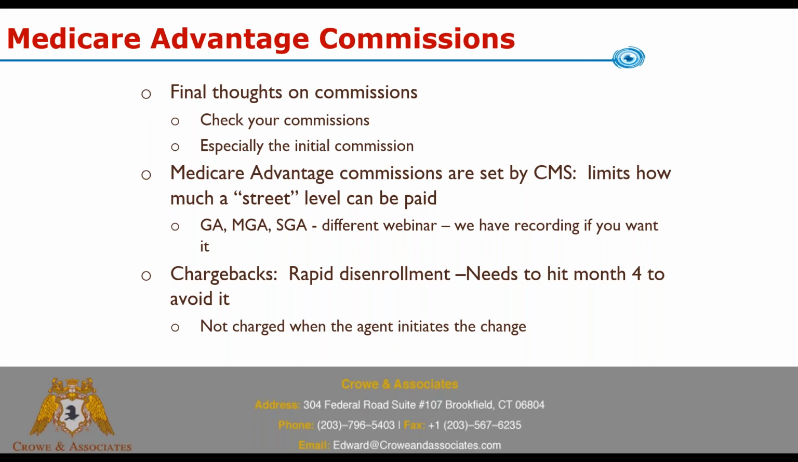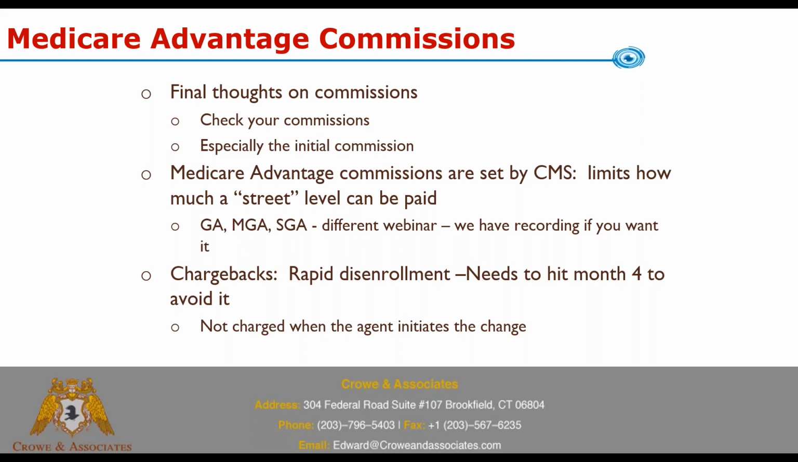Chargebacks, rapid disenrollment. So the key thing with a rapid disenrollment is if your case terminates, doesn't stay on the books into the 4th month, you're not going to get a prorated chargeback. You're going to get charged back everything. It's going to be a rapid. That's the difference. And I used to say to people, rapid disenrollment, they got to stay enrolled for 3 months, but they don't. If they disenroll at the end of the 3rd month, it's going to be a rapid. They got to get into the 4th month to avoid a rapid disenrollment.